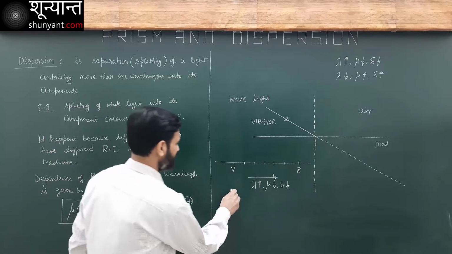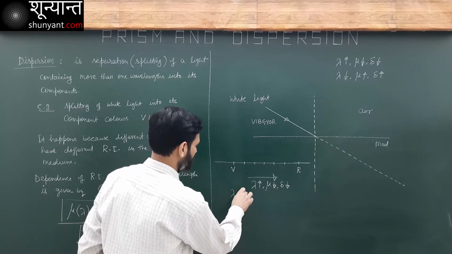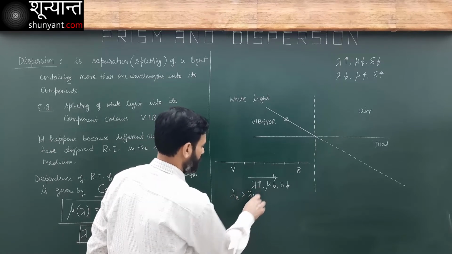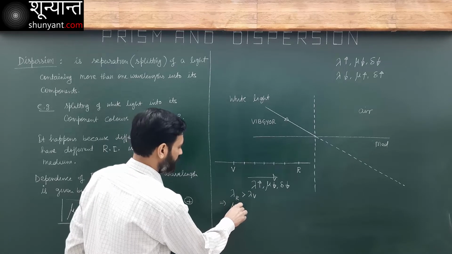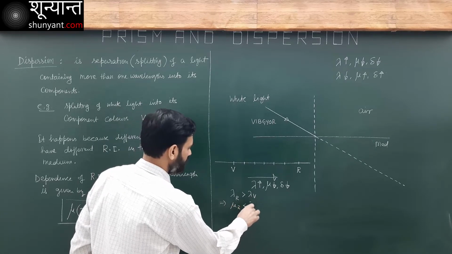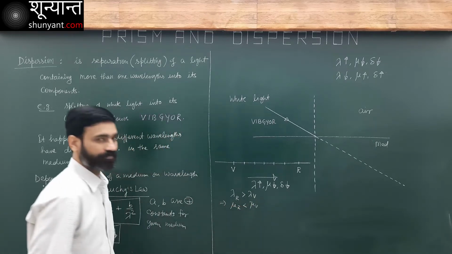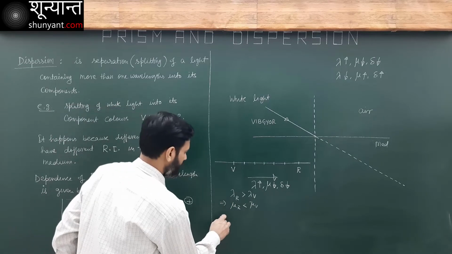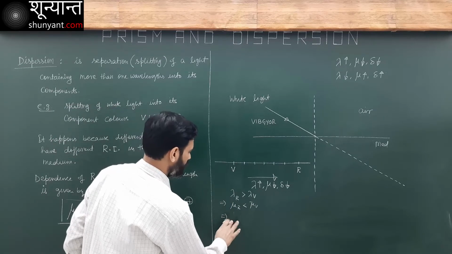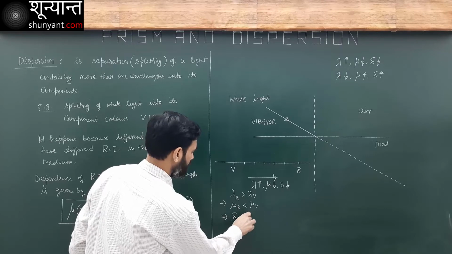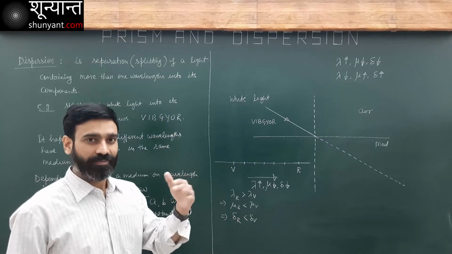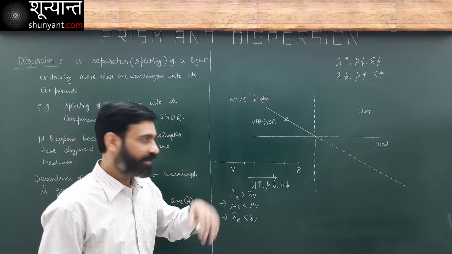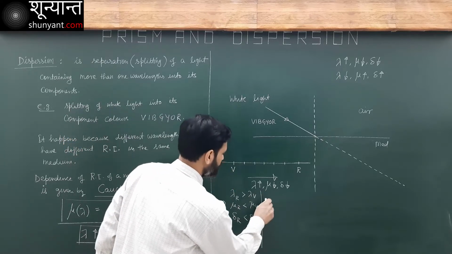That means lambda of R is more than lambda of violet. This results in the refractive index of R being less than the refractive index of violet, and the deviation in R is going to be less than the deviation in violet. So different colors are going to have different deviations.